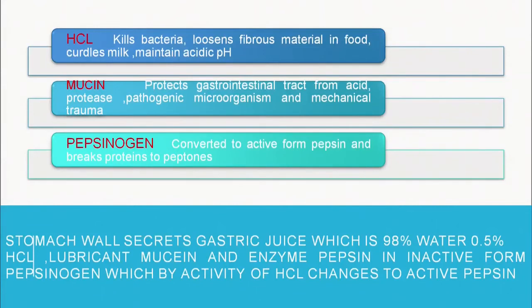Now, the stomach wall secretes the gastric juices, which are 98% water, 0.5% HCl, lubricant mucin and the enzyme pepsin in inactive form, that is pepsinogen, which by the activity of the HCl changes to active pepsin, which ultimately breaks down the proteins into smaller peptones.